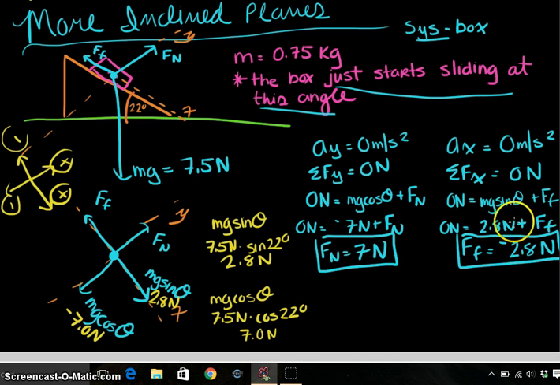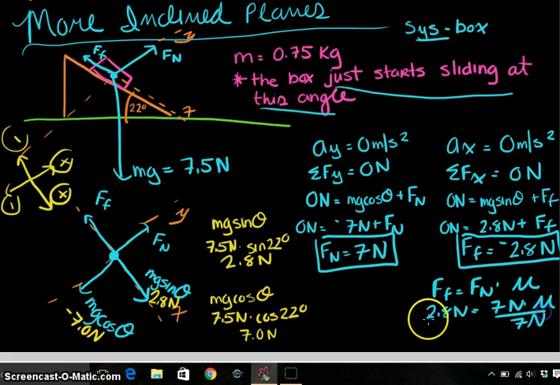Another quantity I could probably find is the coefficient of static friction, the maximum coefficient of static friction here, by using my friction math model and solving for this coefficient. So I know that this is 2.8. I know that my normal is 7 newtons. So if I want to find the coefficient, I need to just divide both sides by 7 newtons. And if I do that, I find that the coefficient would be 2.8 divided by 7, which is 0.4.